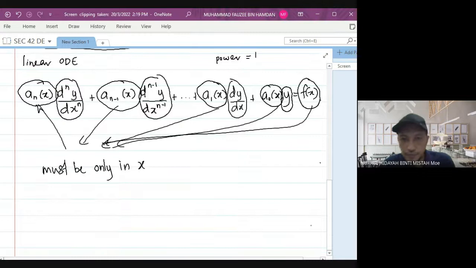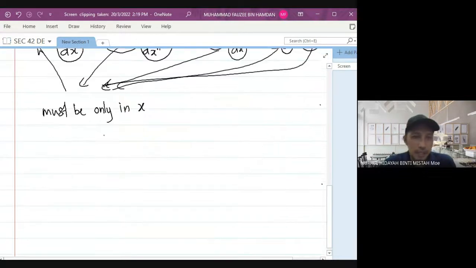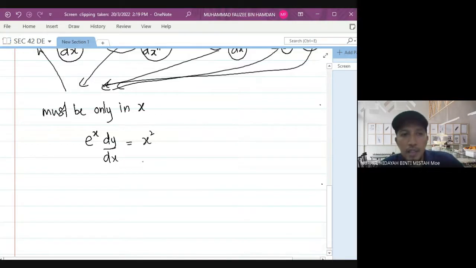For example, let's say this one: e to the power of x dy over dx equal to x squared. Is this linear or non-linear?